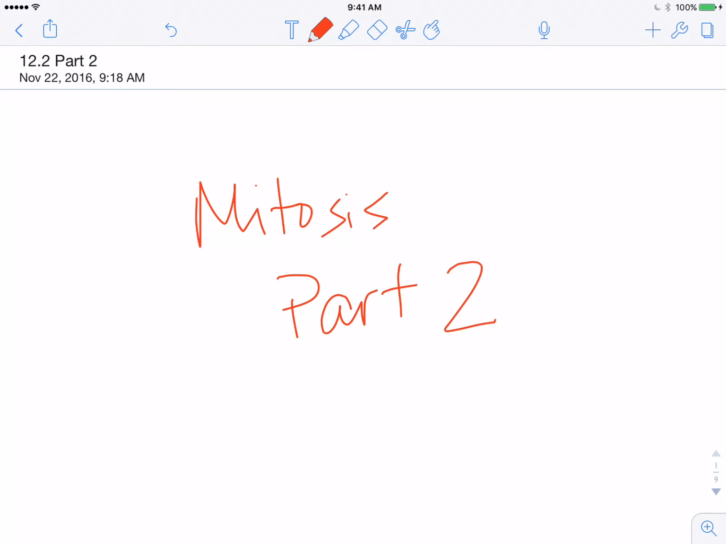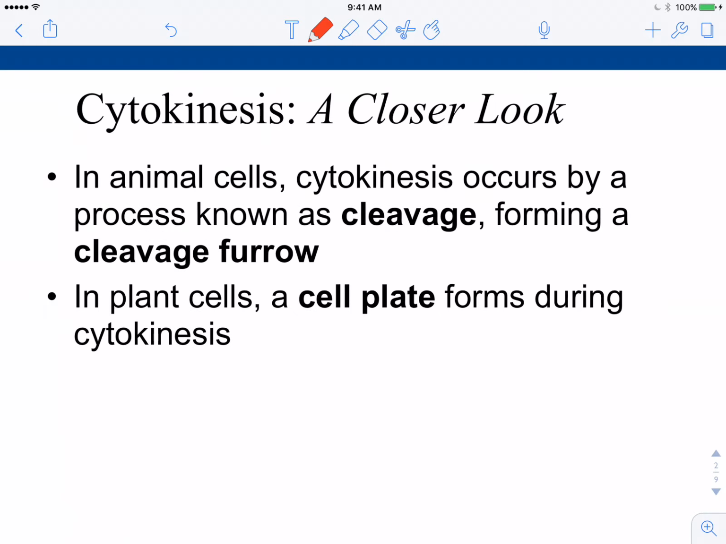All right, in this next screencast, we're going to finish up our discussion on mitosis. So, mitosis part 2. We talked a little bit about the stages of mitosis. We talked about the mitotic spindle. And now we're going to finish up and complete mitosis and cell division by talking about cytokinesis. Mitosis is division of the nucleus, and cytokinesis is division of the cytoplasm.